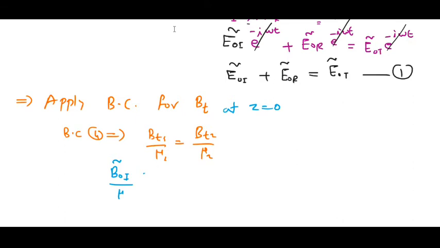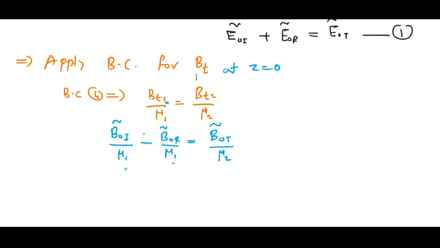B0I divided by mu1 minus B0R by mu1, because the reflected wave also lies in medium one, that is why both have mu1. Next, the transmitted amplitude of the magnetic field B0t, the transmitted wave lies in medium 2, that is why mu2. Okay, you know the relation. You can write this magnetic field in terms of the electric field, because B is equal to 1 by V into E.